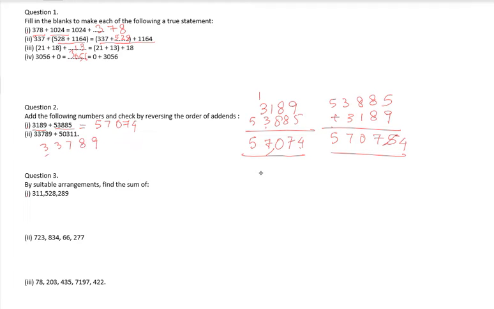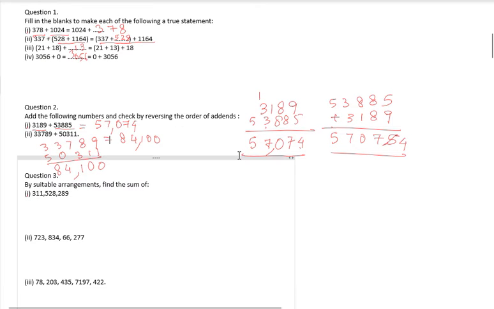The next question is 33,789, and that's added to 50,311. So 9 plus 1 is 10, 1 carry, 11, 4 and 8. So it's 84,100. I am not doing the reverse addition because it will still give the same answer, but if this question comes in your exam, you have to show the reverse order of addition.